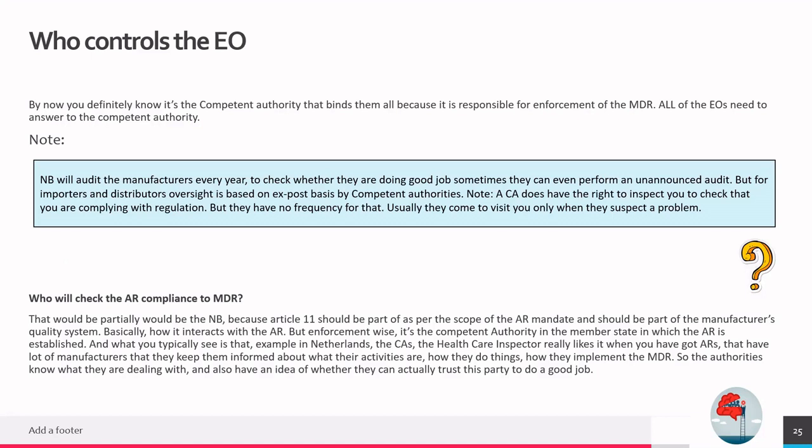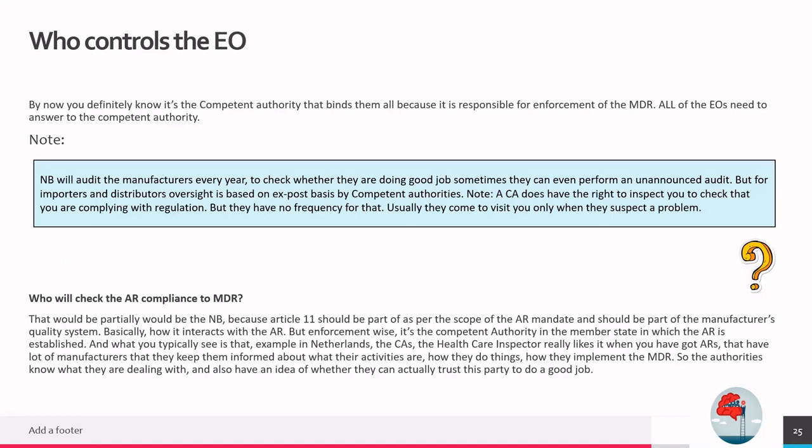So here he comes to inspection. The notified body will audit the manufacturer every year to check whether they are doing a good job. Sometimes they can even perform an unannounced audit also. But for importers and distributors, oversight is on an ex post basis by competent authorities. Only if they find it suspicious that they are not doing a good job, then the competent authorities will come and investigate. So we have talked about manufacturer, importer, distributor, and who controls them.